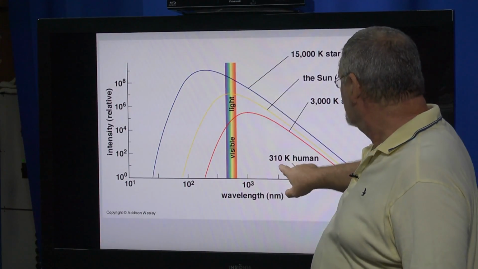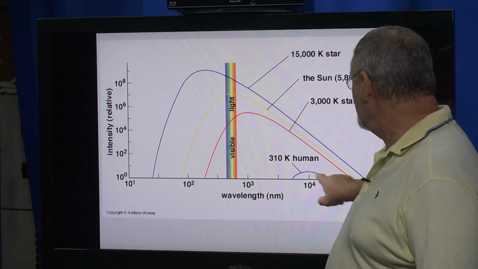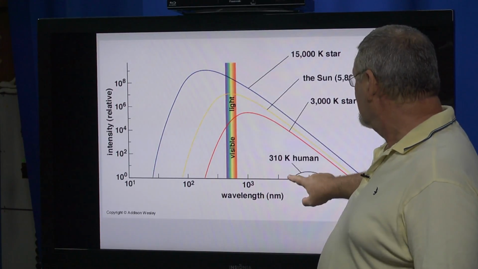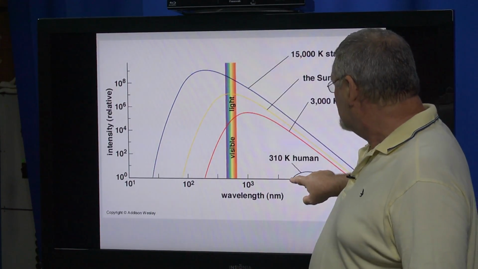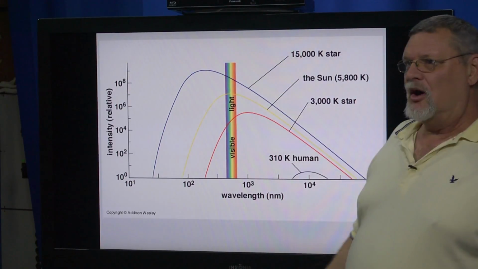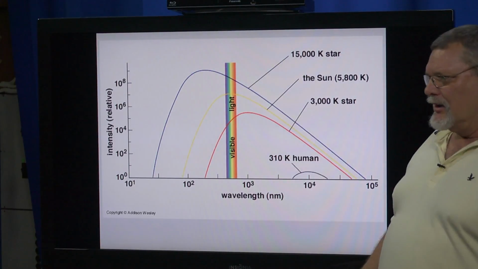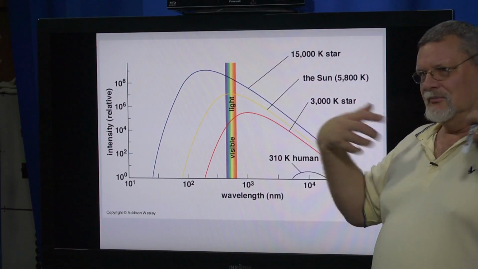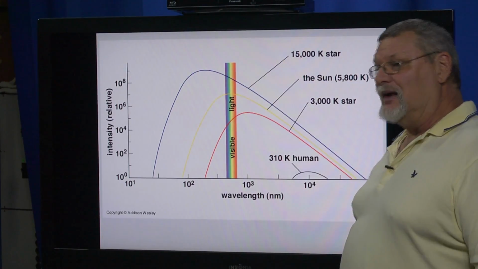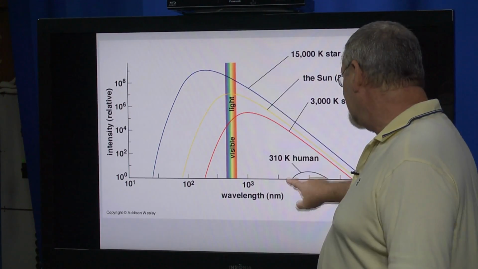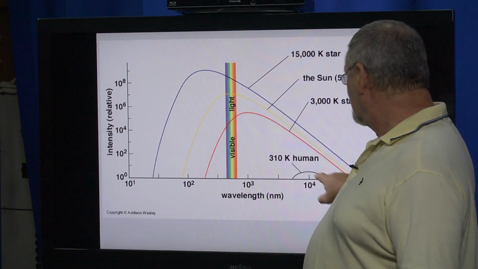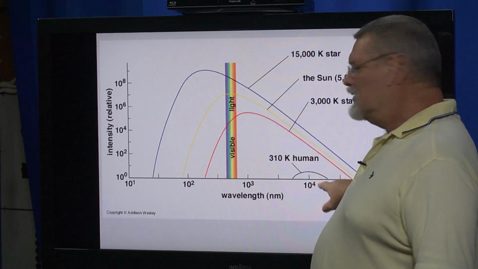And so for a human at 310 K, we're emitting at wavelengths down here. You can see that we are not giving off visible light. Well, how can I see you, Mr. Todd? I've got reflected light coming from you. It's reflecting off of me. That's how you can see me. We're giving off radiation down here in the low infrared.